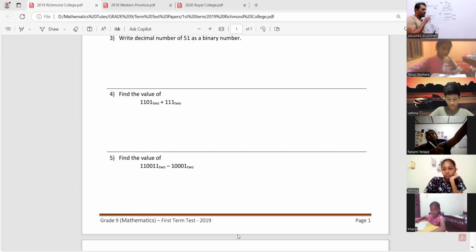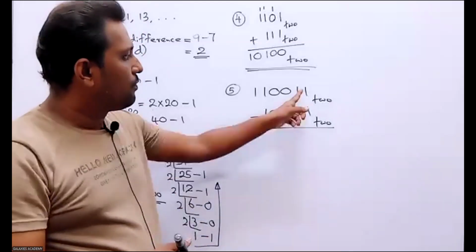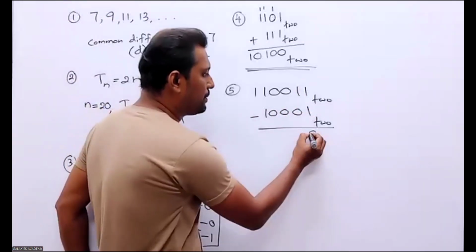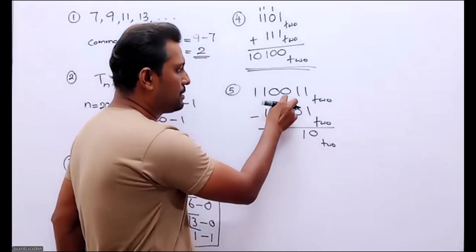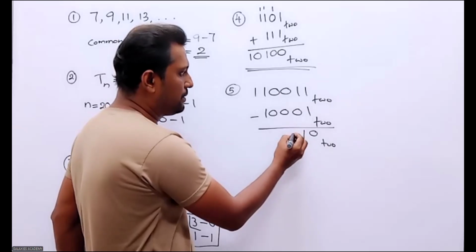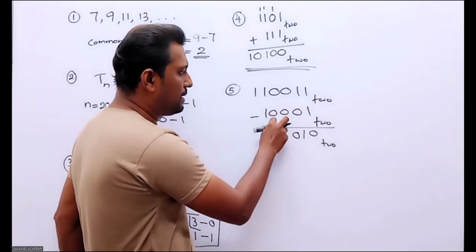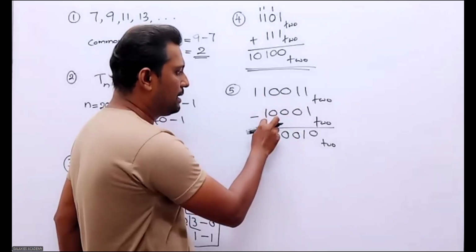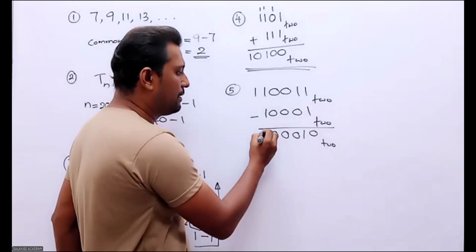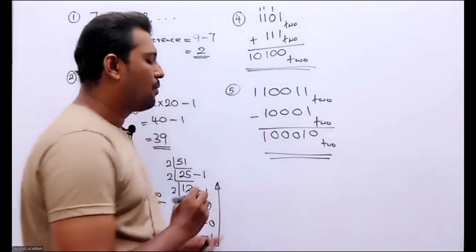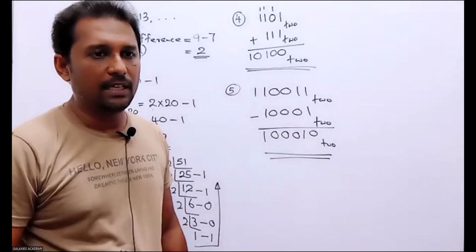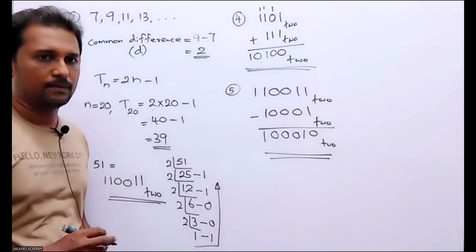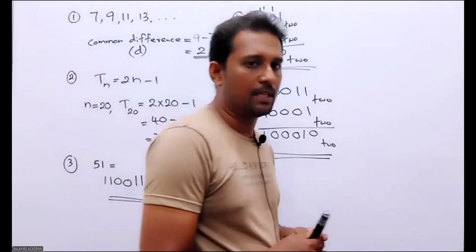Right, we have to subtract. Look at how you can subtract. 1 minus 1, 0. 1 minus 0, 1. 0 minus 0, 0. 0 minus 0, 0. 1 minus 1, 0. And here 1. So what is the answer? 1000010 base 2. It is the fifth question answer.